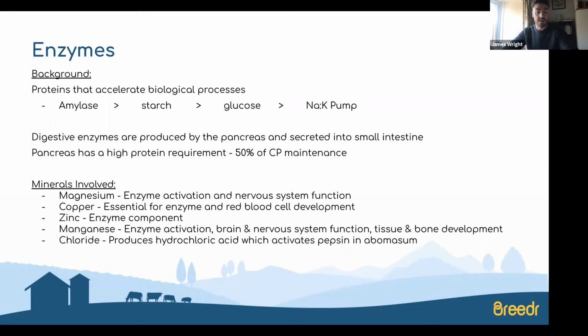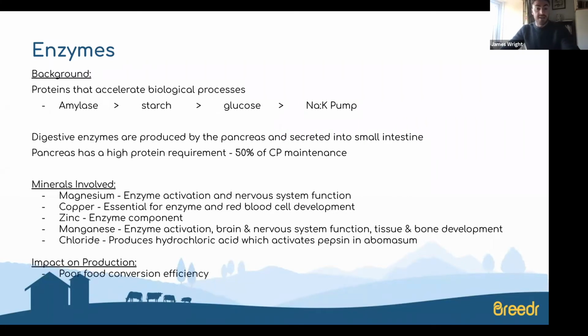And chloride, which is really important for making hydrochloric acid, which again is what we have in our stomach and also in the abomasum and the small intestine. And what hydrochloric acid does is it activates pepsin, and pepsin is another enzyme which is involved in breaking down proteins. So again, really important.